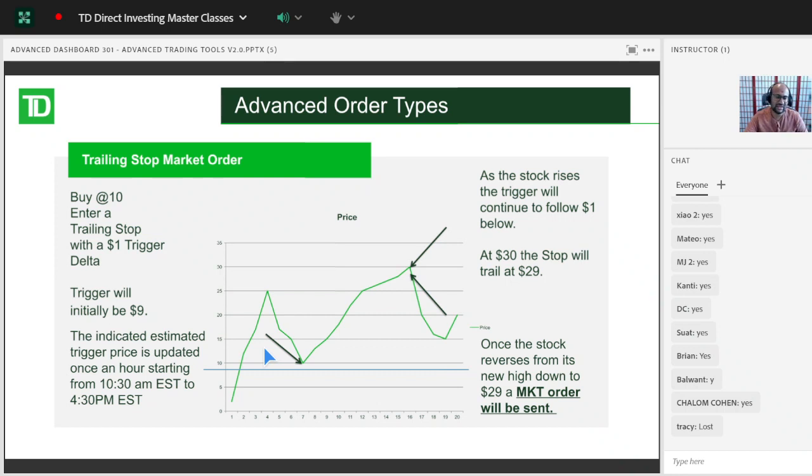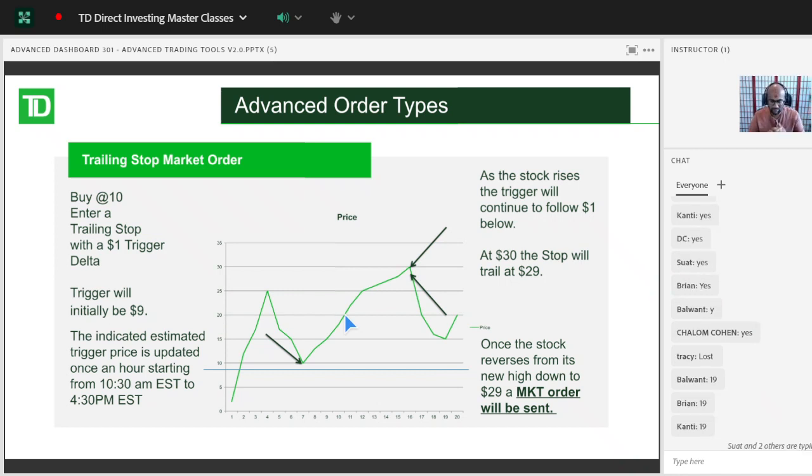All right. Now, the difference between the stop and the trailing stop is the word trailing. Let's say we've entered our trailing stop right here. It is going to follow the stock and adjust the trigger price each time as the stock goes higher from the original price. So if it goes up to 15, if it goes up to 20, let's say the stock goes up to 20, what do you think my trigger price is going to be? So if the stock climbs up to 20 with a trailing stop with a trigger delta of $1, what is my trigger price going to be?